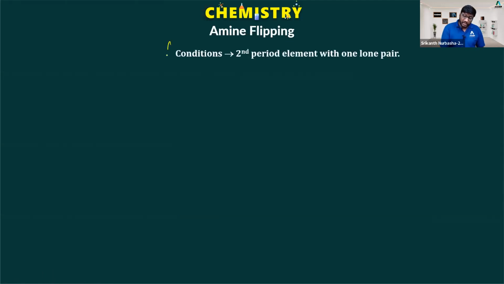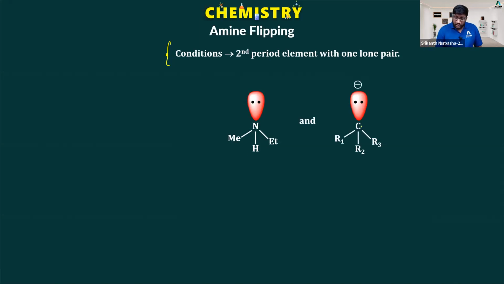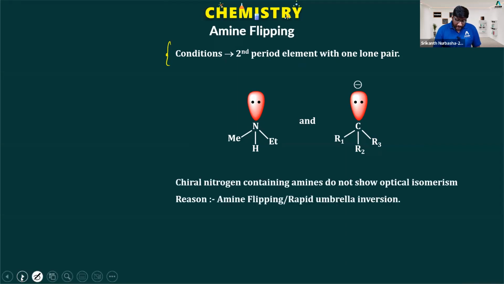Conditions means second period elements with one lone pair, like nitrogen; those are second period elements. Nitrogen has one lone pair, connected to three groups R1, R2, R3 and a lone pair. So these two are optically inactive in nature. Chiral nitrogen containing amines do not show optical isomerism. Reason: umbrella flipping or rapid umbrella inversion. Is that point clear to everyone or not?